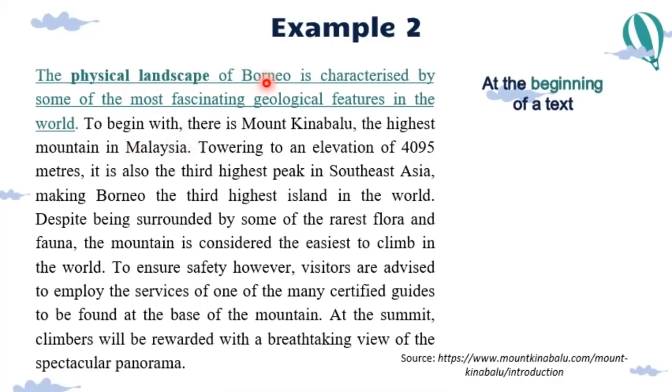For example, we have a description about Mount Kinabalu, about its height, and then we have a description about Borneo surrounded by flora and fauna. And if we want to climb Mount Kinabalu, we have to get help from the certified guide. So all these are details that describe the most important idea in this text, which is the physical landscape of Borneo. So this is an example where the main idea is stated clearly in the first sentence of the text.